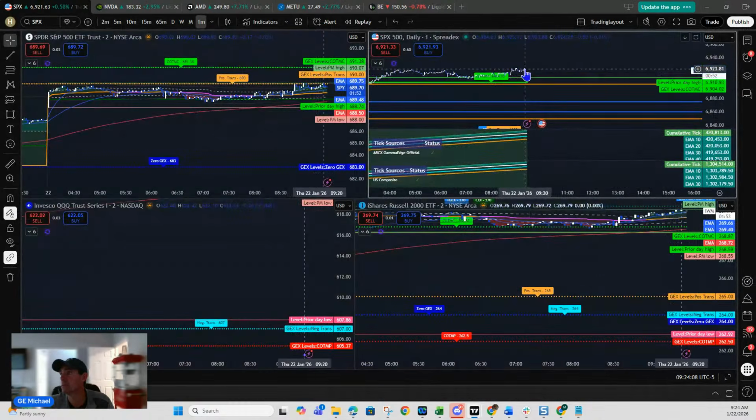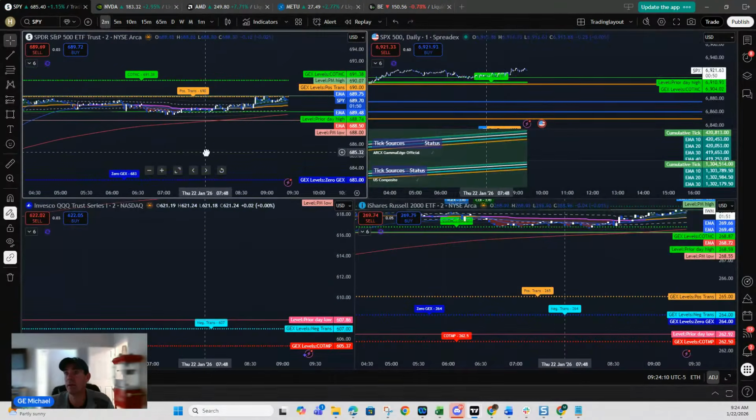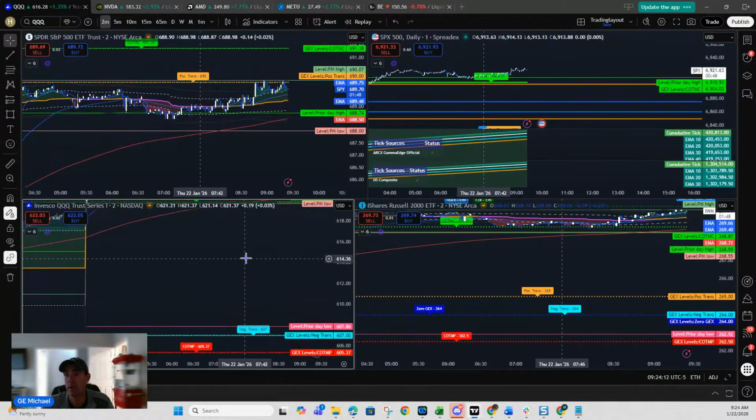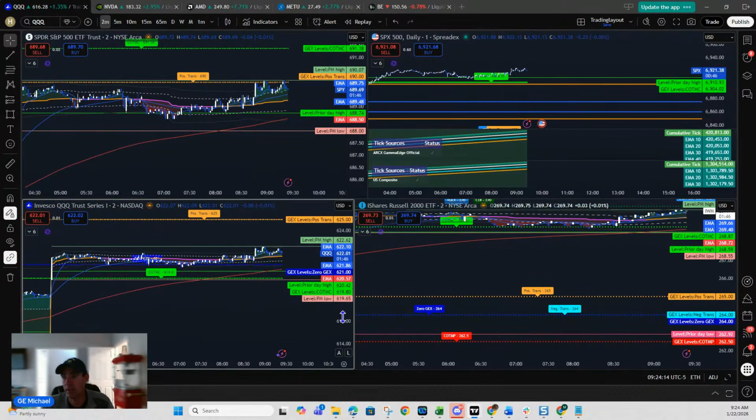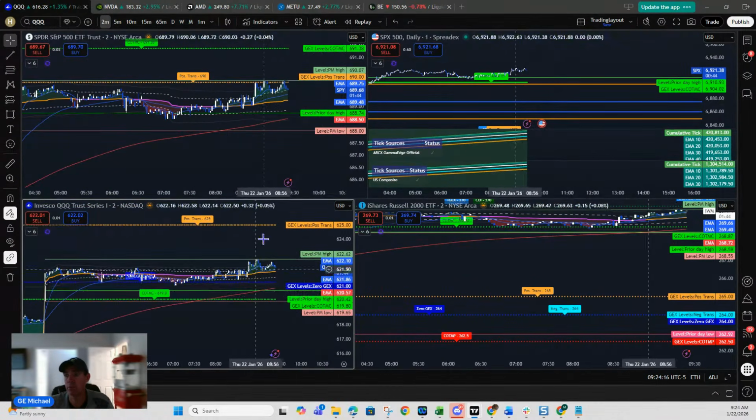Pre-market, okay, hovering around that 20 level. You can see obviously coming into 690 on SPY will be important. And then 625 overhead on Qs will be important also.